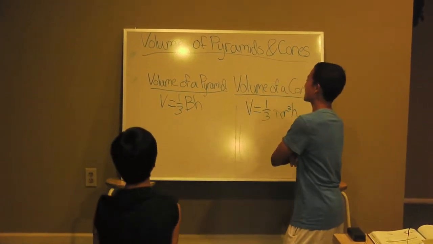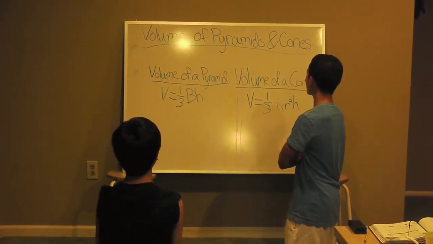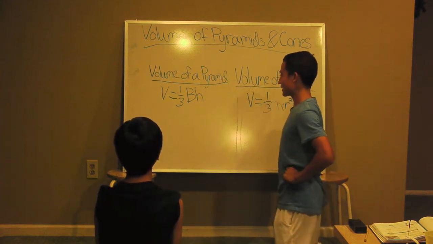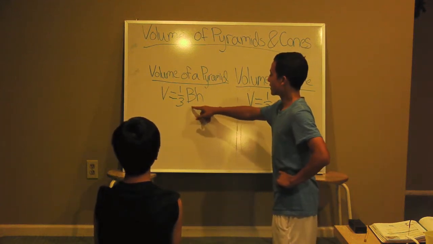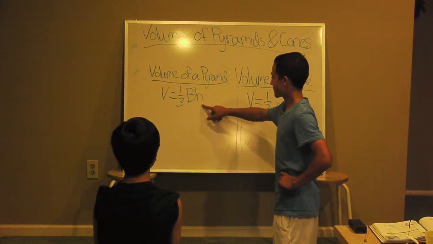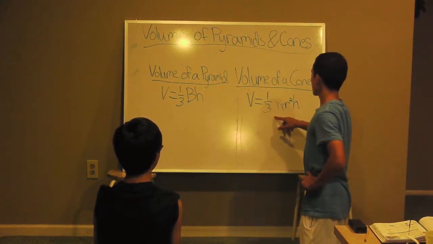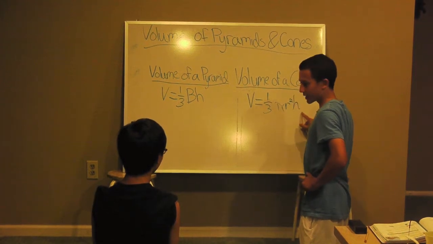Alright. Today we're learning about the volume of pyramids and cones. They're pretty simple. The volume of a pyramid is 1/3 the base times the height. And the volume of a cone is 1/3 pi r squared times the height.